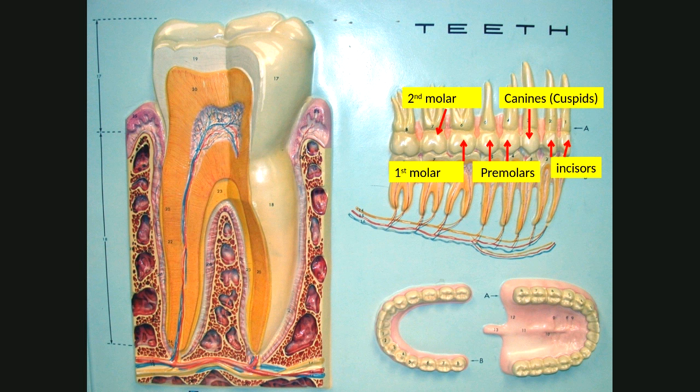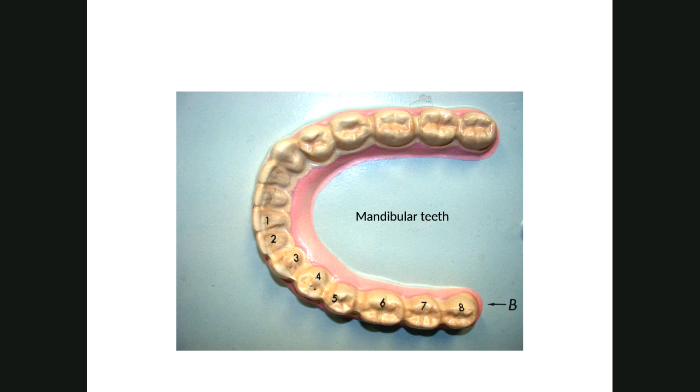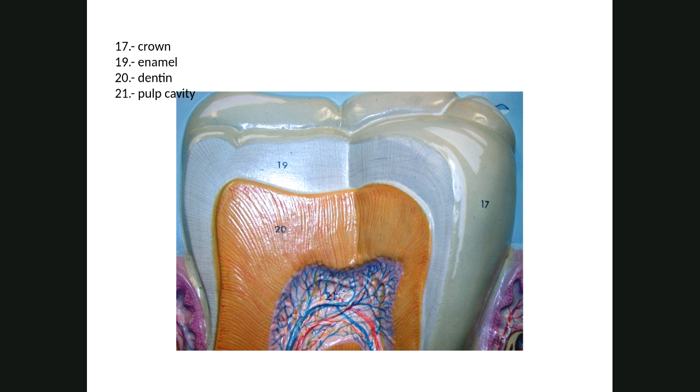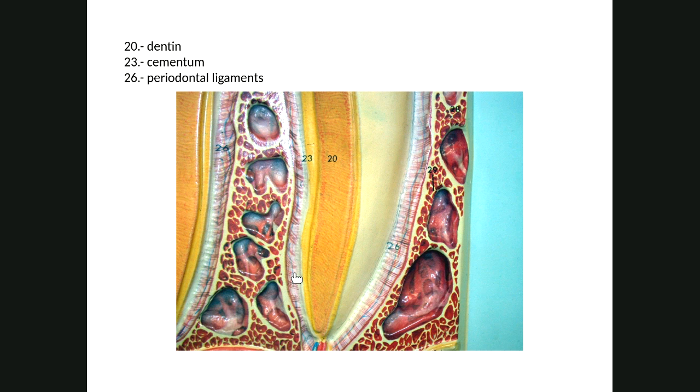Okay, here's one of our models. Okay. All right, so here's a close-up. Okay, pulp cavity. Here's the root. 23 is the cementum, and then the ligaments would be the red, your 26. Okay.